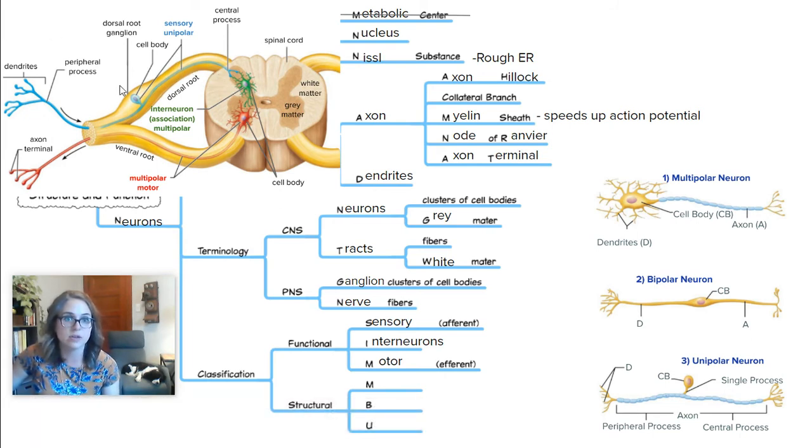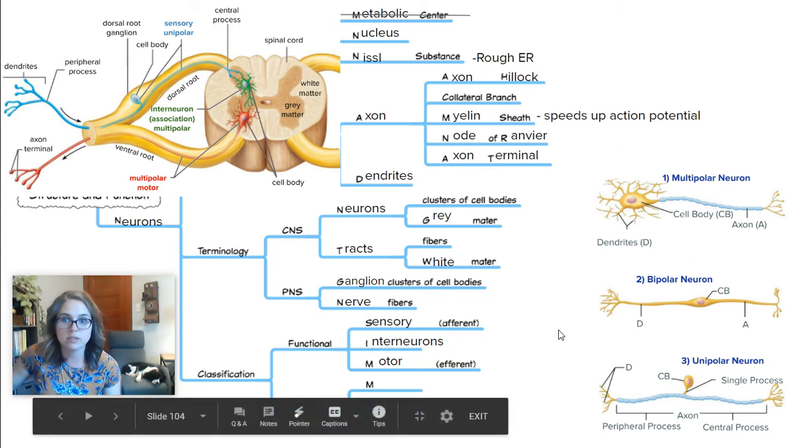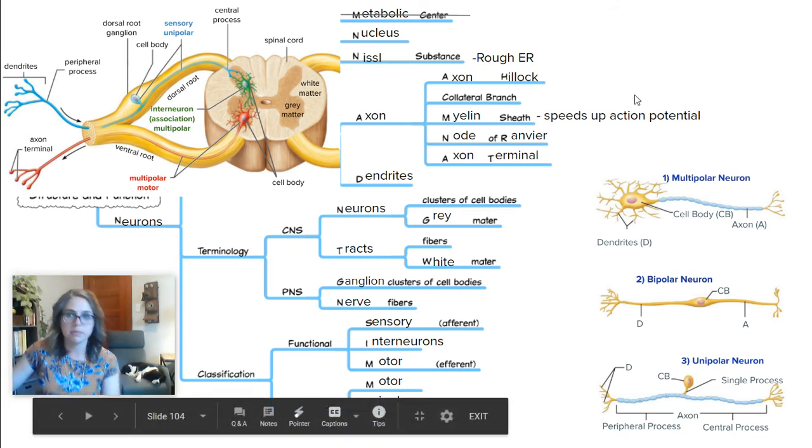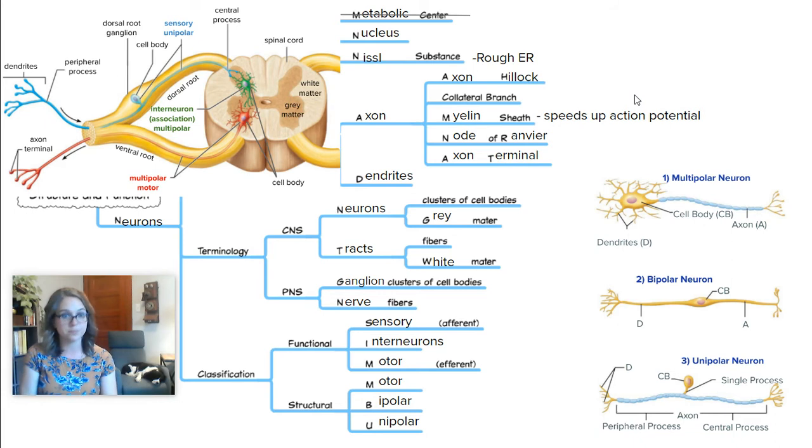This guy right here, notice how close this shape and this shape look to each other. This is the blue one, at least. That's my sensory unipolar neuron, right? And then that multipolar neuron is that green or red one on this picture. So our three types is multipolar, bipolar, and unipolar. Right. That fills out page 9 for you. Look at us. We are rocking and rolling.